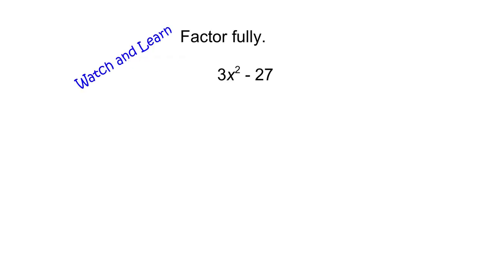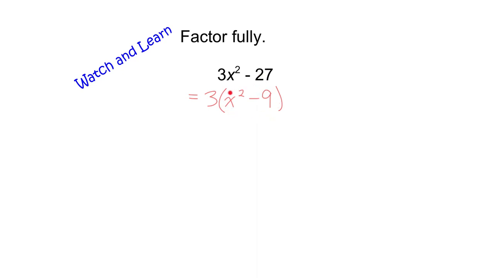Here's another example where we're asked to factor fully. Look at this. 3x squared minus 27. Well, 3 is not a square number. 27 is not a square number, so you might be thinking this is not a difference of squares. However, again, let's make sure we're always looking for the greatest common factor first. In this case, the greatest common factor is 3. And the other factor is x squared minus 9, because 3 times x squared is 3x squared, and 3 times minus 9 is minus 27.